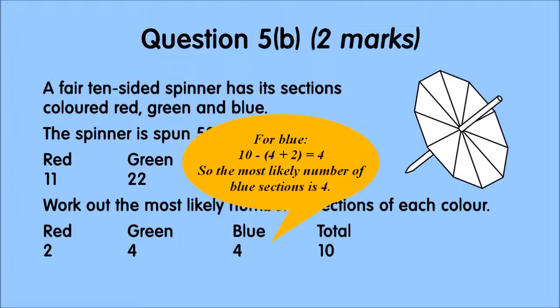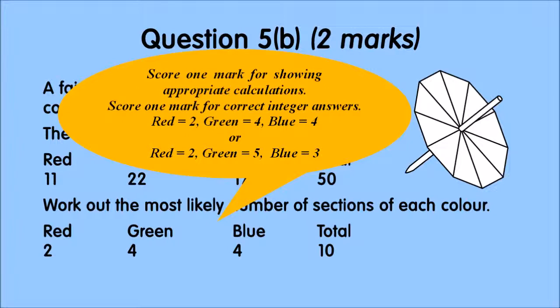For blue, 10 take away 4 plus 2 added together is 4. So the most likely number of blue sections is 4. Score 1 mark for showing appropriate calculations. Score 1 mark for correct integer answers. Red equals 2, green equals 4, blue equals 4, or red equals 2, green equals 5, and blue equals 3.